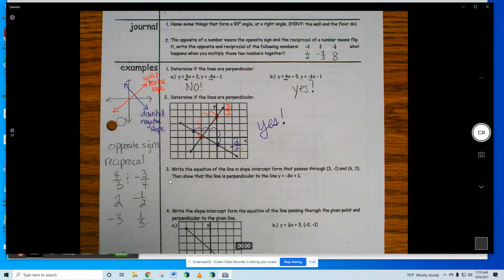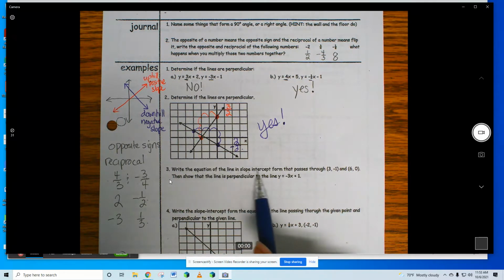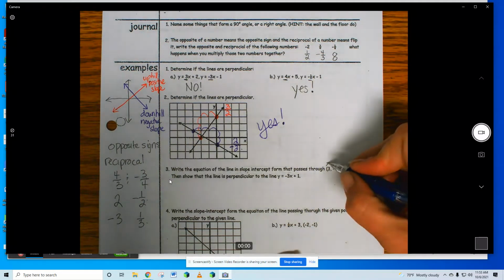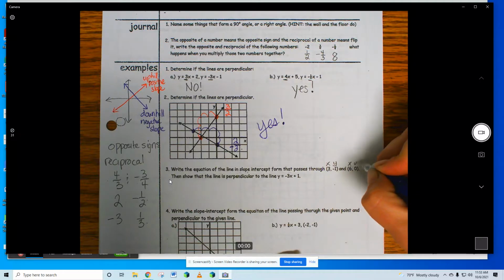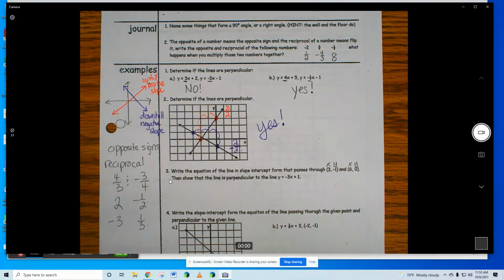Okay. Number 3. Write the equation of a line in slope-intercept form that passes through the given points. So I have x, y, x, y. That's the first sentence, step 1. Step 2, I'll do after, says then show that the line is perpendicular to this line. Well, the slopes need to be opposite reciprocal. So I actually need to write this equation in slope-intercept form.